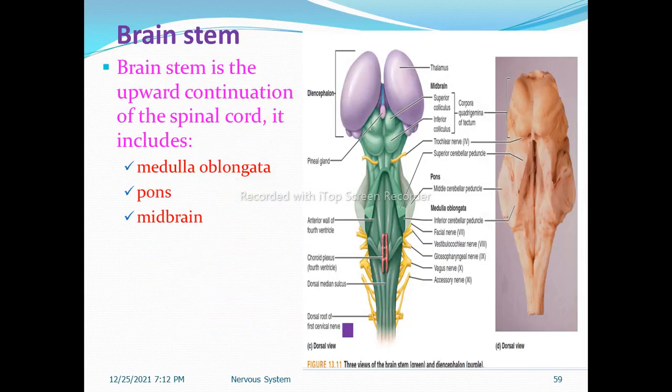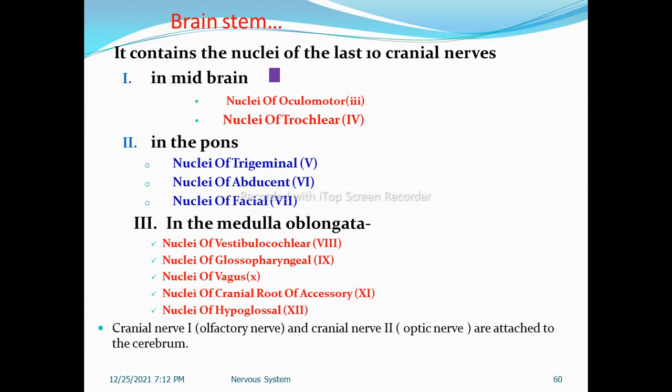This is the dorsal view. The brainstem contains the nuclei of the last 10 cranial nerves. There are 12 cranial nerves in total. The brainstem contains the last 10, but the first 2 cranial nerves are found on the cerebrum. So cranial nerves 1 and 2, the olfactory and optic nerves, are found on the cerebral hemisphere.